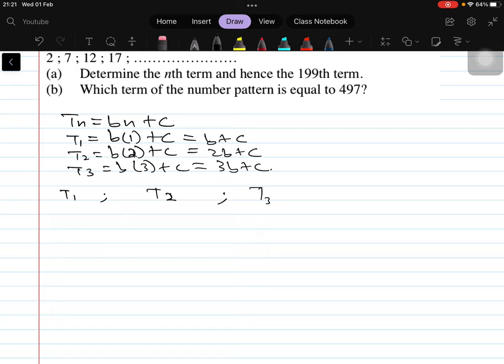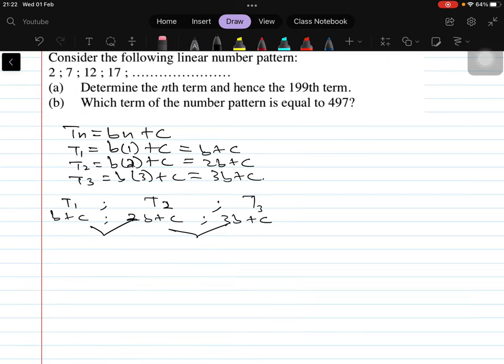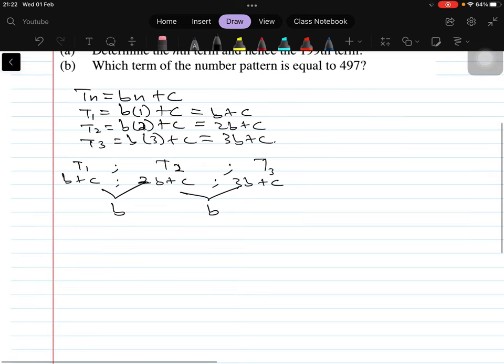So term number 1 will just be B plus C. Term number 2 will just be 2B plus C. Term number 3 will just be 3B plus C. So basically, if you were to get the differences between every two consecutive terms, that is term 2 minus term 1, you will get B. Term 3 minus term 2, you would get B. Even term 4 minus term 3, you still get B.